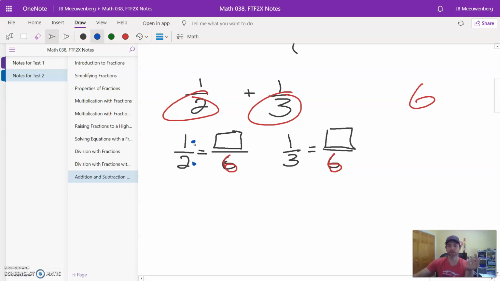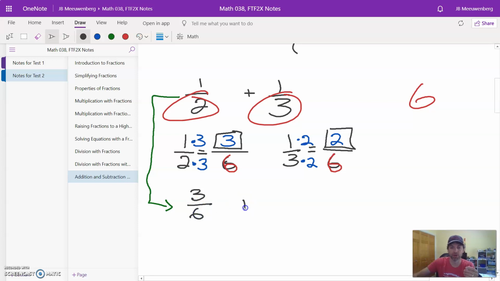K over K. So we say 2 times what gives us 6? 2 times 3 gives us 6. So we do the same thing to the top. So we're restating the number a half as 3/6. And over here we do the same thing. 3 times 2 would give us 6. So on top, 1 times 2 gives us 2. So we're going to rewrite this problem down here as 3/6 plus 2/6.